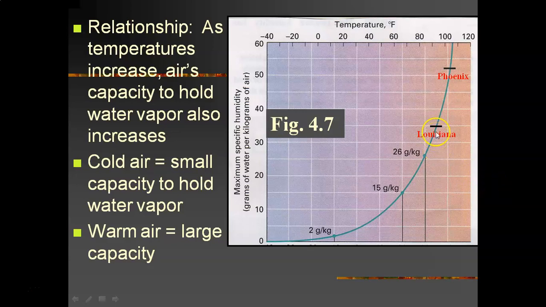Louisiana has a source of moisture to fill in our large capacity. And so we're constantly evaporating water from the Gulf of Mexico and filling in our large capacity. And so we typically have high humidities. Right? We've got a high moisture content because we have a source of moisture. Now, even though Phoenix has even a greater capacity, it has the desert of Mexico to the south of it. And so even though it has a huge capacity, it's never filled up, or rarely filled up.